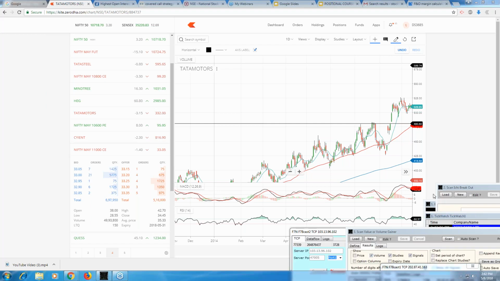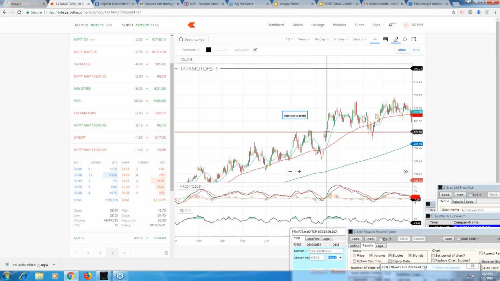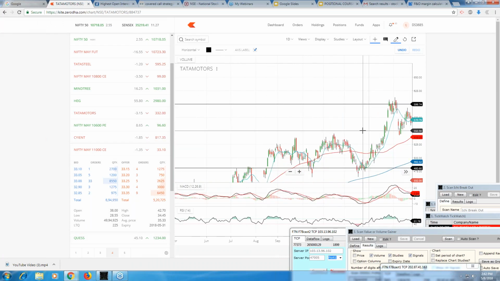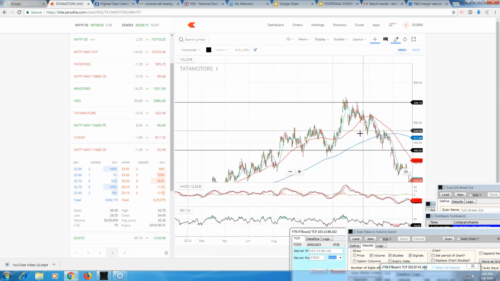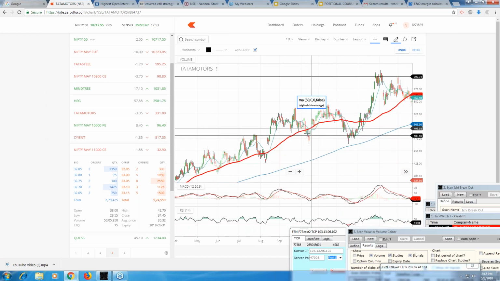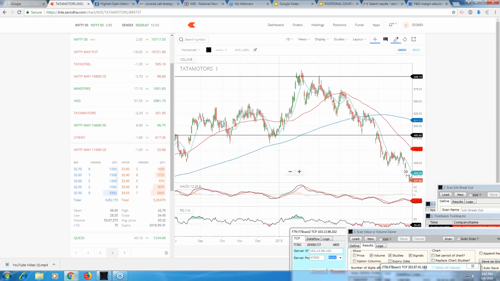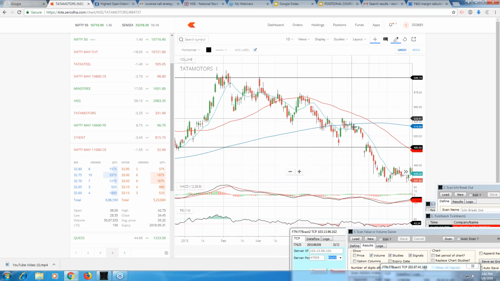How do we get to see that? It became a support. See, from the same level the stock bounced back. The stock has taken a bounce from the same level once and twice. And then again it has taken resistance from the same level. Here is again a bounce from almost the same level, and then again it took a resistance. So supports and resistances are interchangeable, meaning sometimes supports become resistance and resistance becomes support.